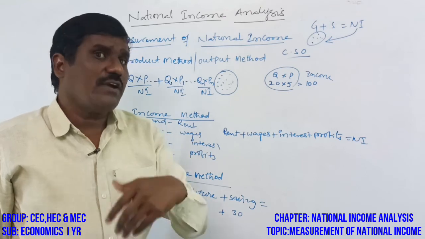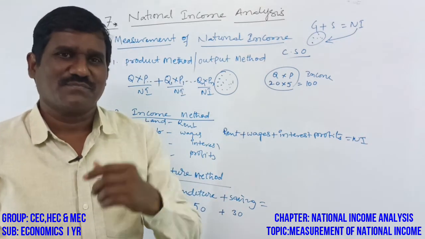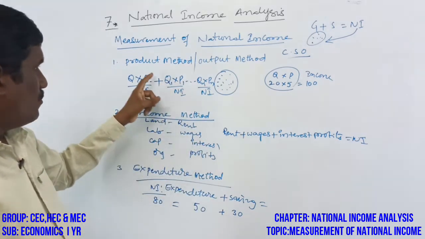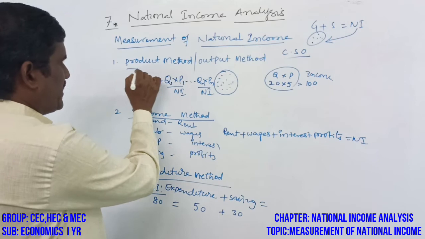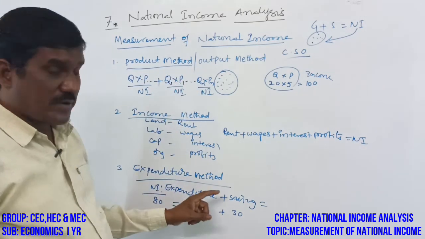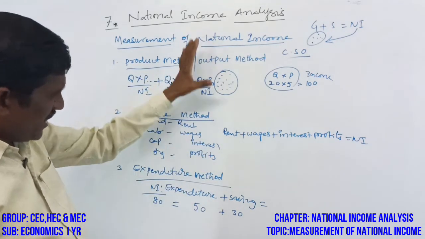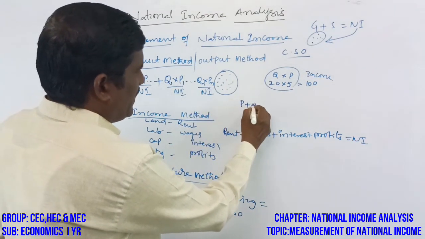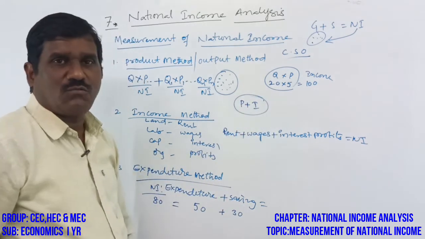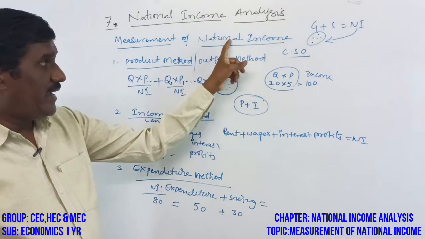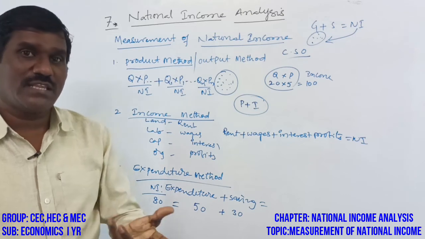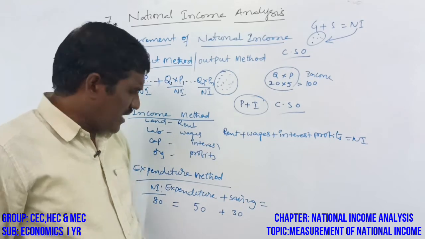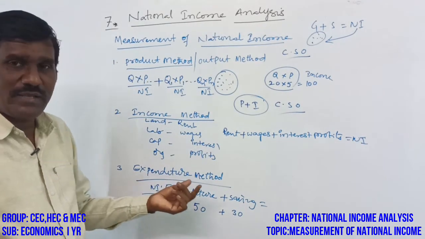And which method do we have to follow, sir? Which method is the Indian government following? Simply: product method, income method, expenditure method. Out of these three methods, we are following the product method plus the income method. These two methods we are following to measure the national income. So who measures the national income? The Central Statistical Organization. Why, sir, are we not adopting the expenditure method?